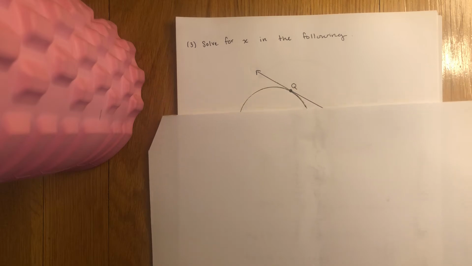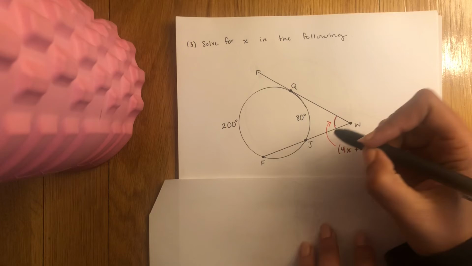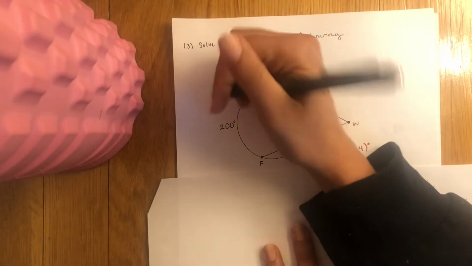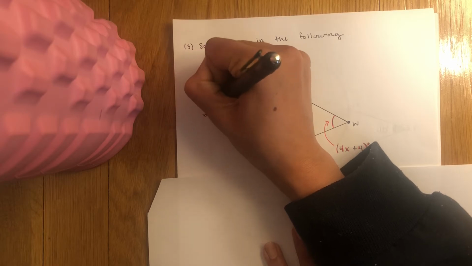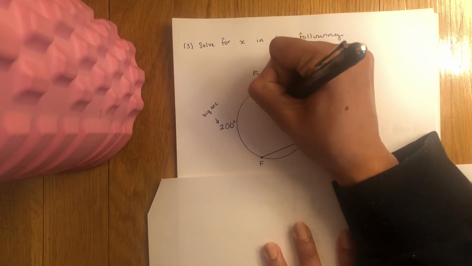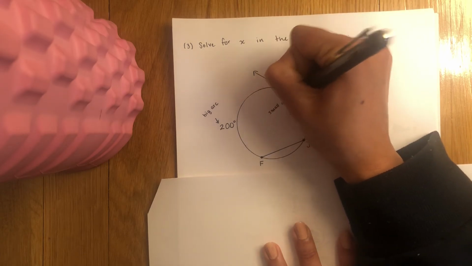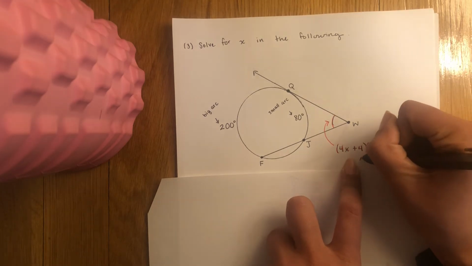In this next problem, we are solving for x. So solving for x in the following. And it looks like this. All right, we have a couple of things. This 200 degrees is my big arc, right? 80 degrees is my small arc. And this right here, although it looks a little bit complicated, this is my angle.